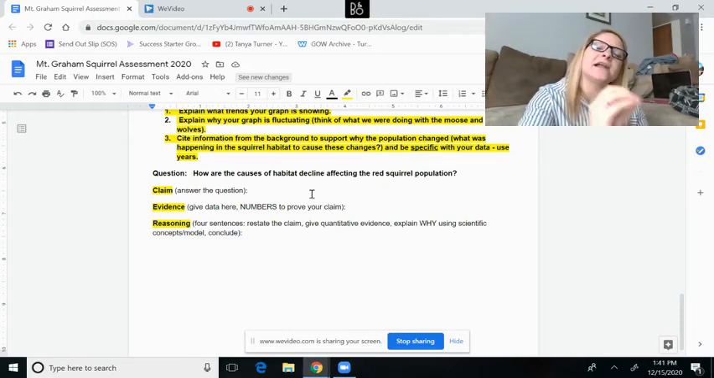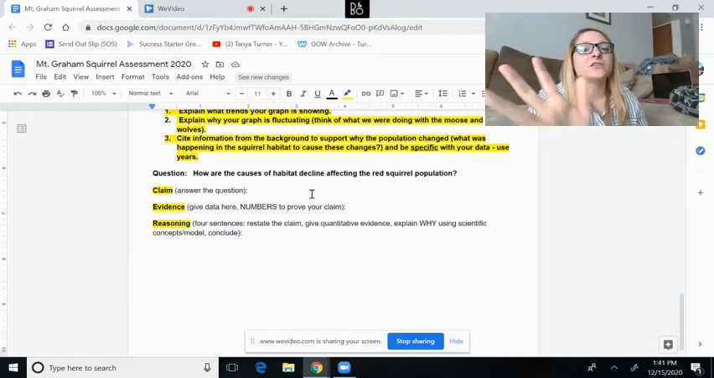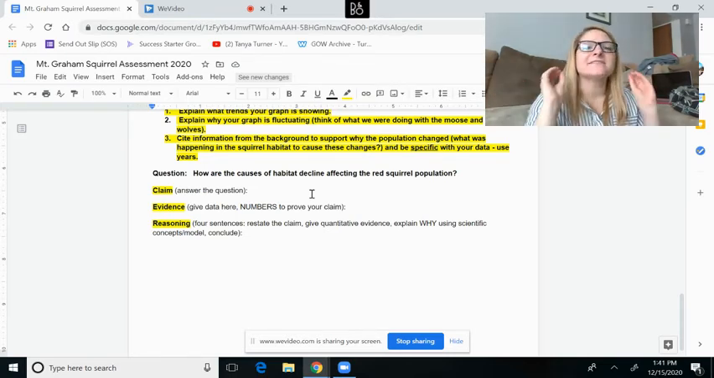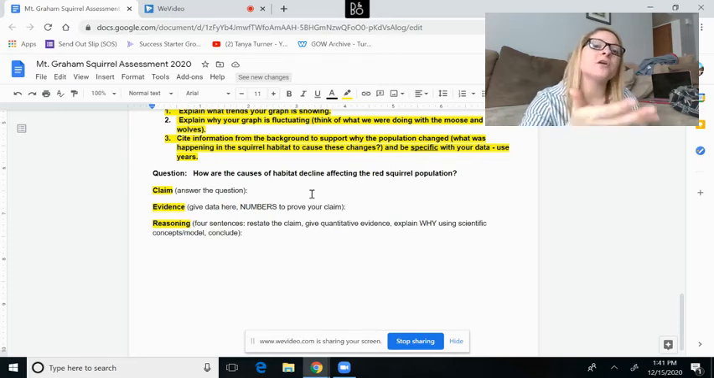And reasoning, a lot of you guys are just concluding. You're just saying that's why the squirrels died. Well, that's not enough information. You need to restate your claim. You can even copy and paste it. That is perfect. So just restate your claim. Remember, add in some of that quantitative evidence. You don't need to add it all, but you do need to support or bolster your claim. You need to add in some of the evidence that you gave me previously that proves what you're saying is true. Then you're going to explain why this happened using scientific concepts or models.